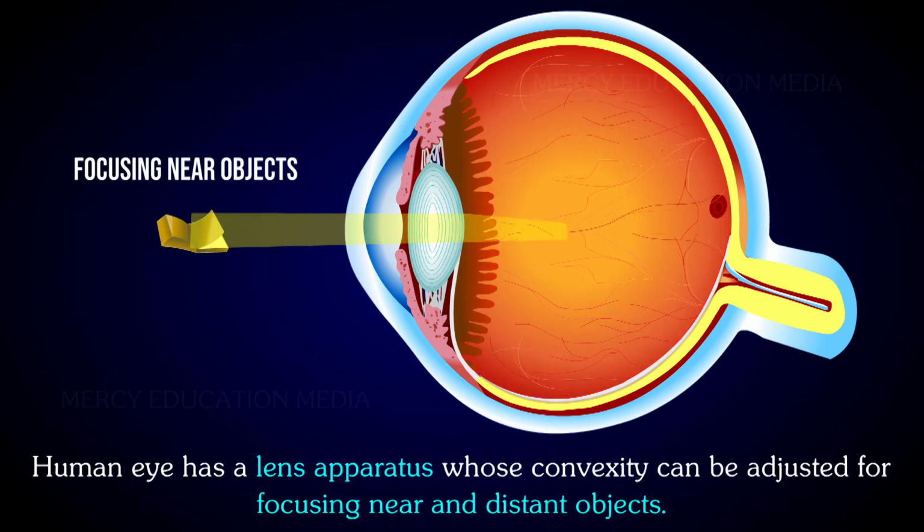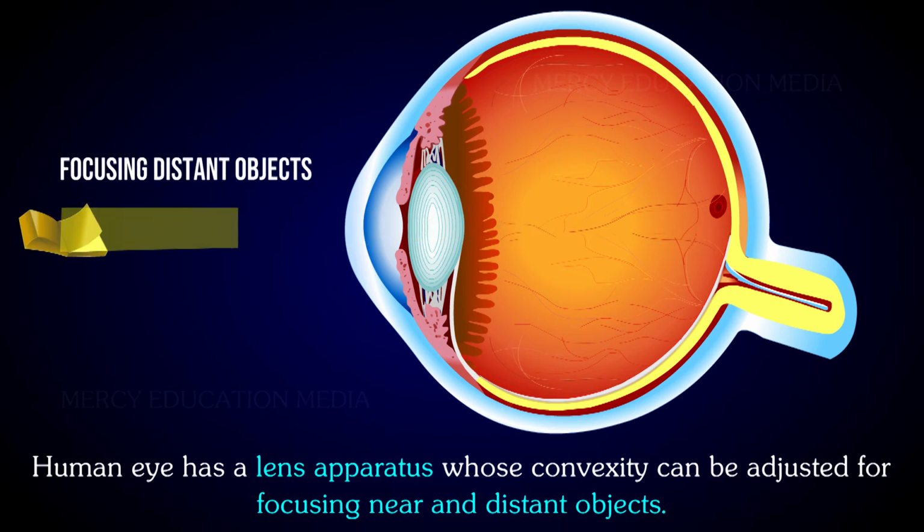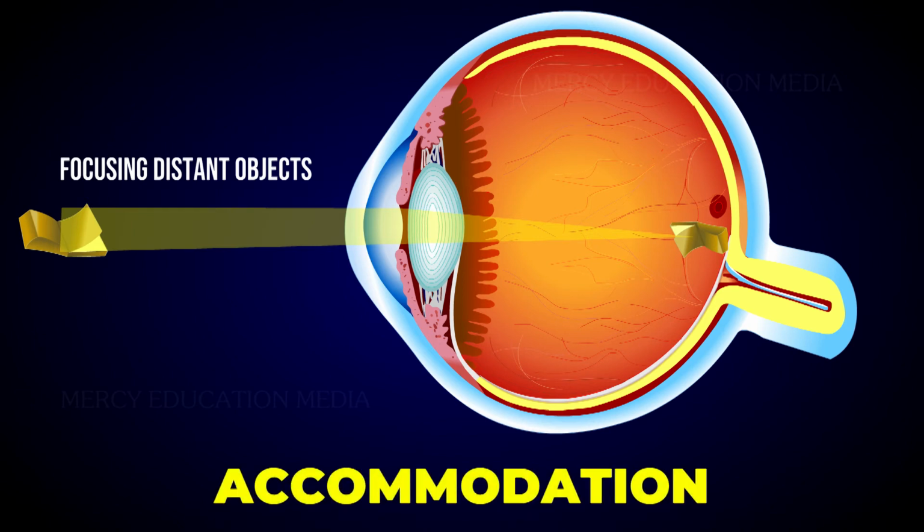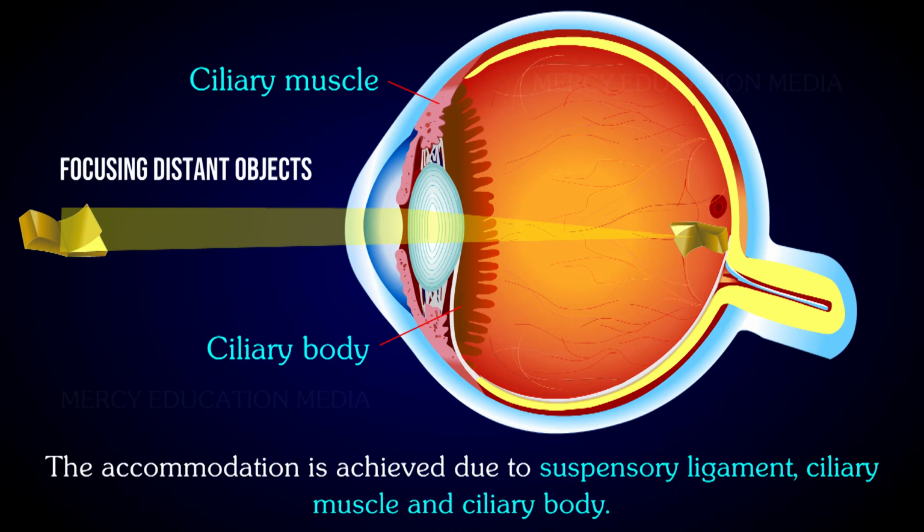The human eye has a lens apparatus whose convexity can be adjusted for focusing near and distant objects. This ability of the eyes to focus objects at varying distances is called accommodation. Accommodation is achieved due to the suspensory ligament, ciliary muscle, and ciliary body.